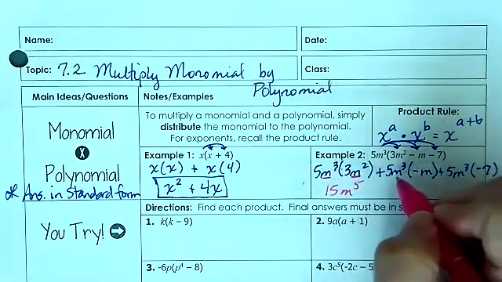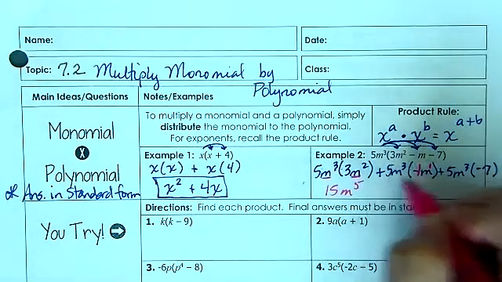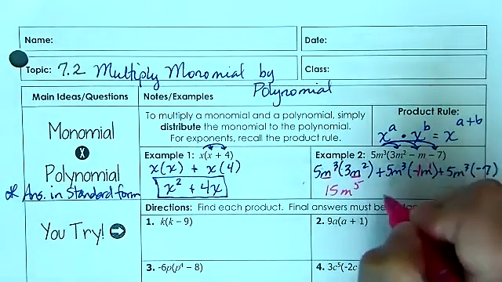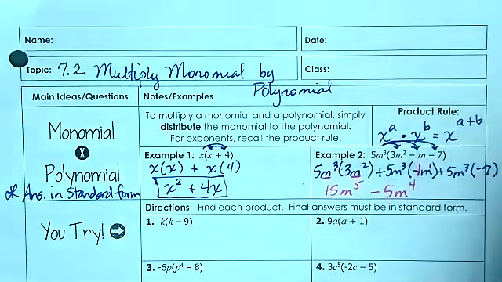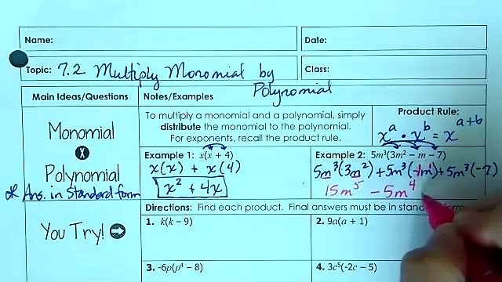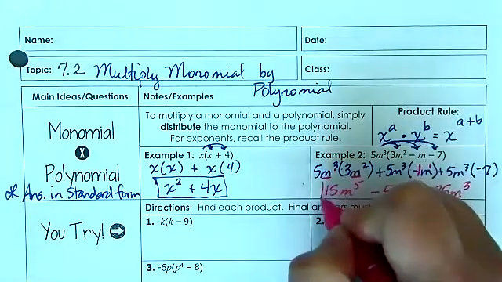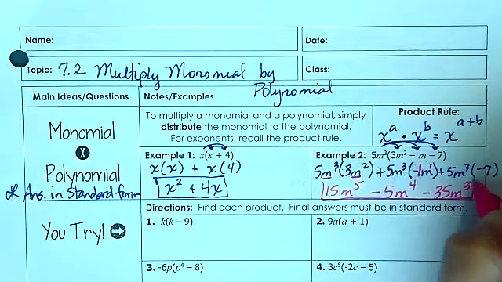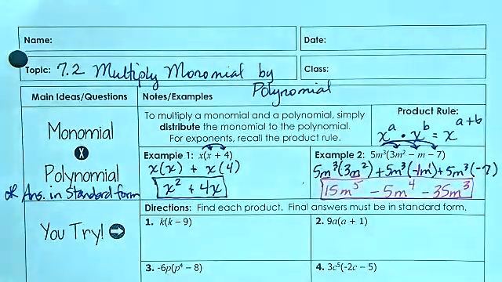Now I have the same base again. Remember that exponent is understood to be a 1, and this is understood to be a negative 1. So I'm doing 5 times negative 1, which gives me a negative 5m to the 4th. And then we have 5 times negative 7, so that's a negative 35m to the 3rd. And this is my final answer in correct standard form. Okay, moving right along.